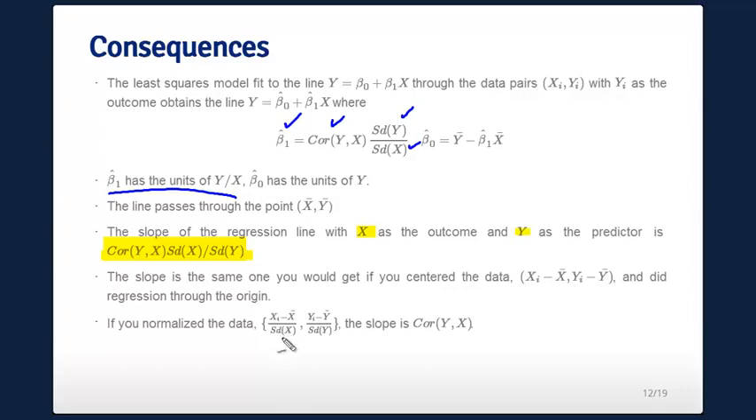If you normalize the data, don't just center it but also scale it so that it has mean 0 and variance 1, then your regression slope is nothing other than the correlation. Because the resulting centered and scaled random variables have standard deviation 1, the formula works out to just be the correlation.